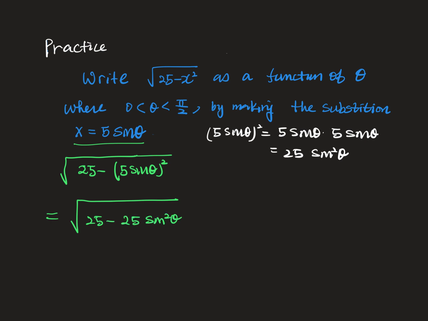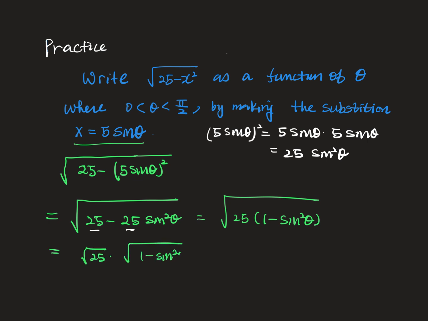Oh, wait a minute. Here is 25 and 25, so you're going to take out the common factor. So you have the square root of 25 times 1 minus sine squared theta. Separate the square root of 25 and the square root of 1 minus sine squared theta, which means 5. What is 1 minus sine squared theta? This is cosine squared theta. Here is the square root of cosine squared theta, square root and square. That's 5 cosine theta.